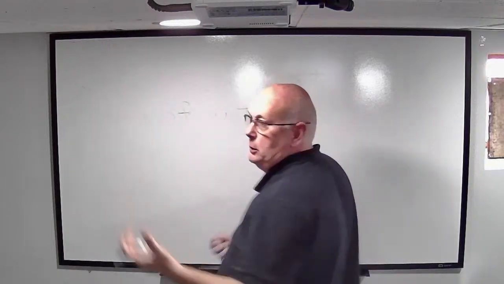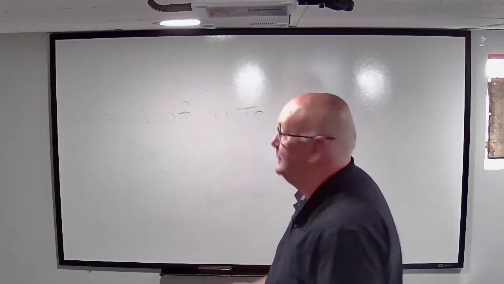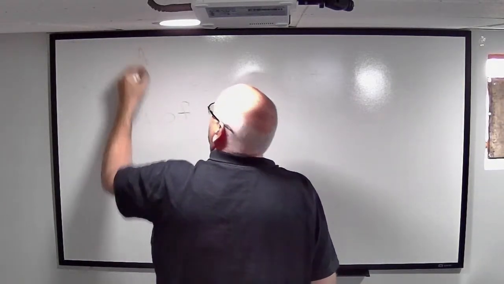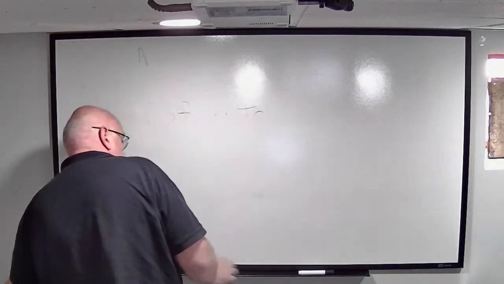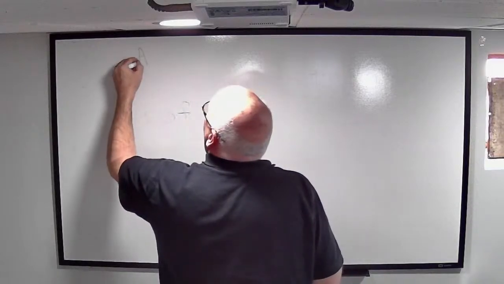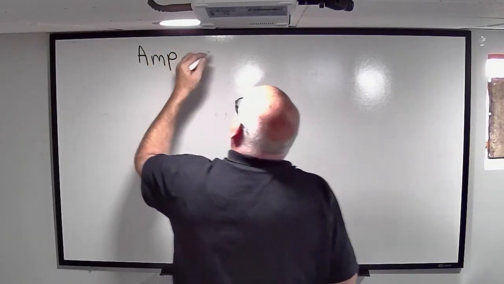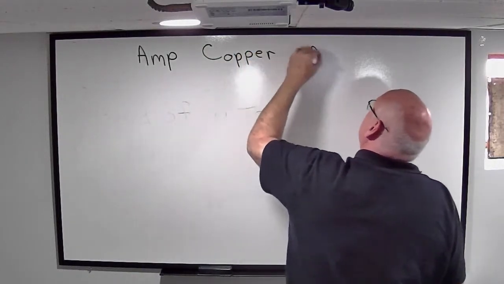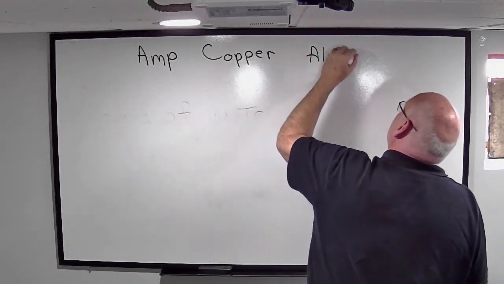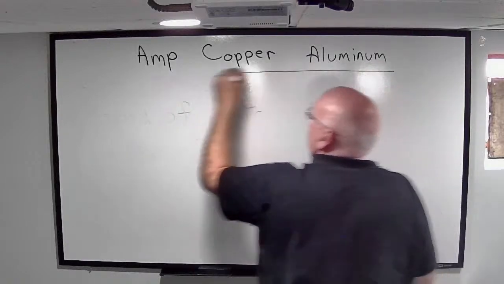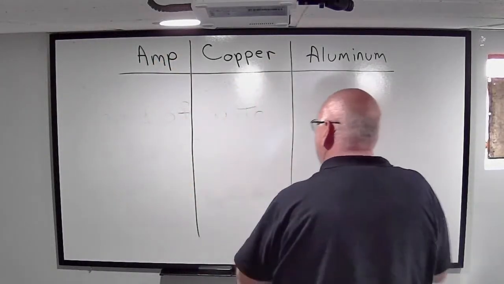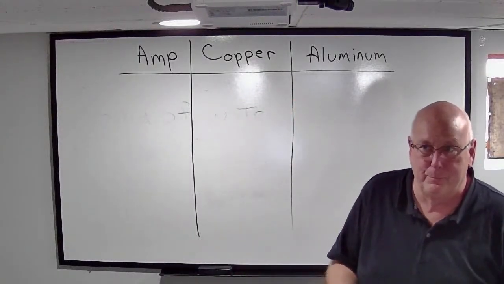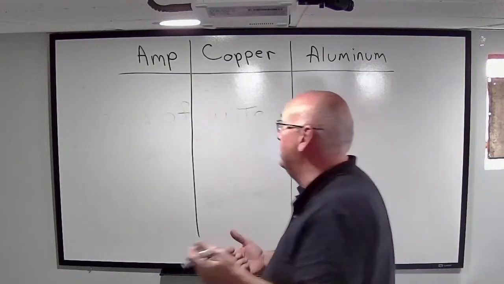So basically, I like to have a little chart. I would strongly recommend that you get something like this so you can memorize these things. So if we write up on the left, amps, and then we'll have copper, and then aluminum. And this little chart is actually something you should have with you all the time. Every time we look at an electrical panel, this is what we're going to end up with anyway.